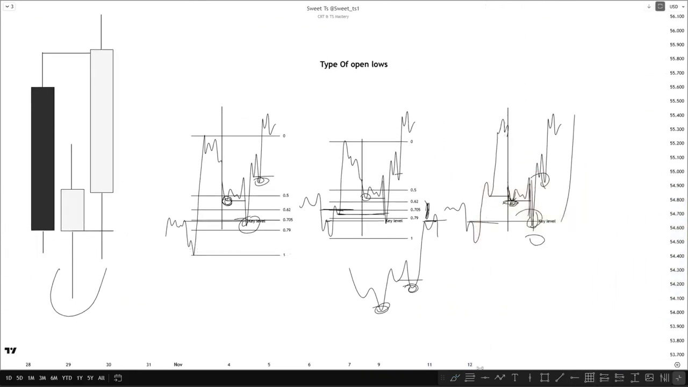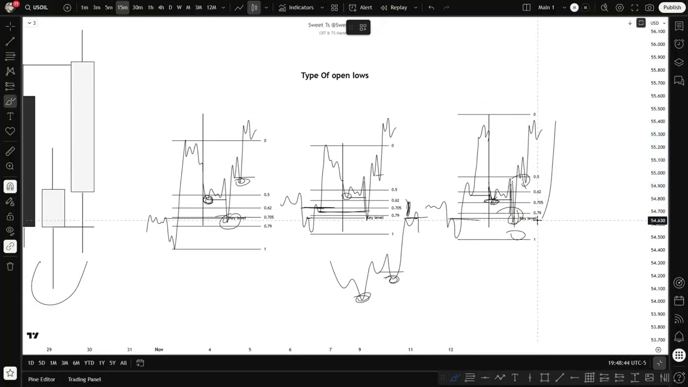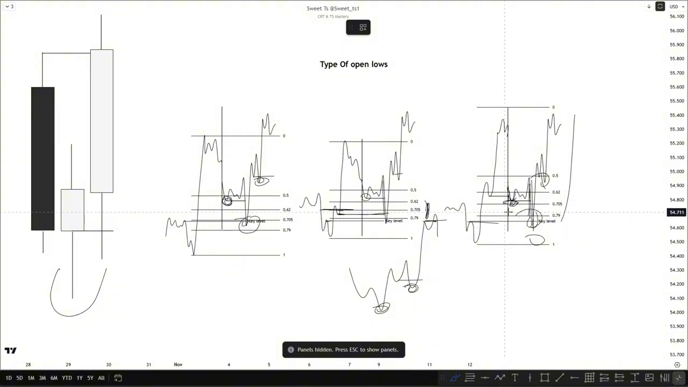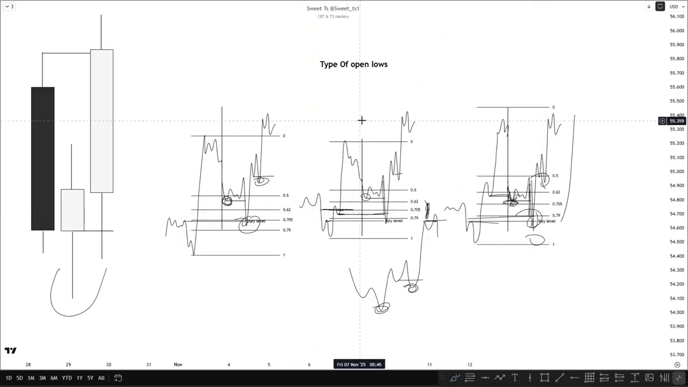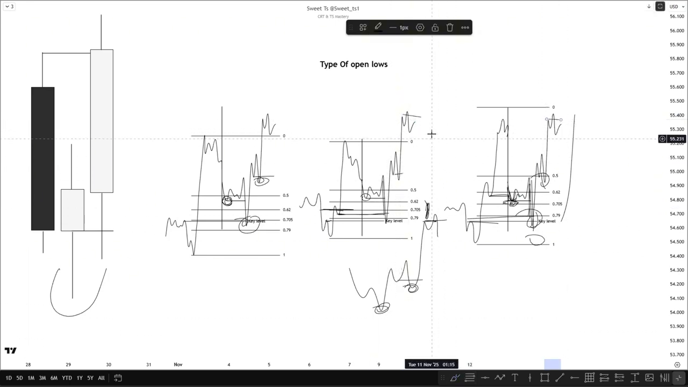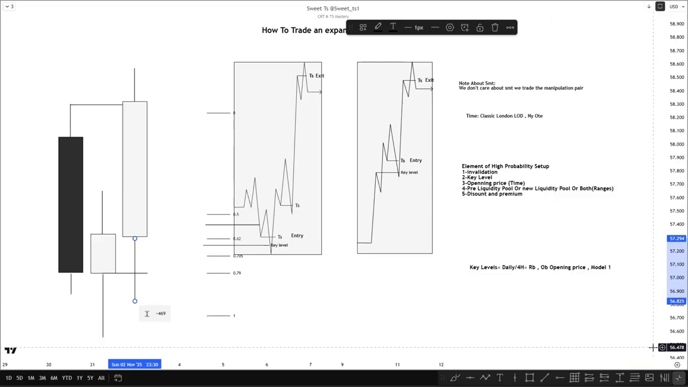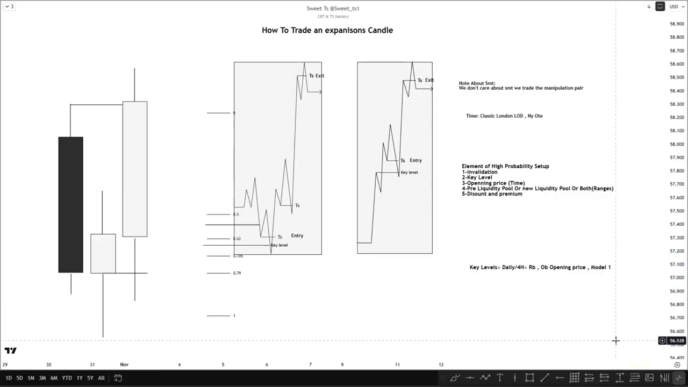So this is something to mention, right? Liquidity pool 62, engineered, key level, expansion, and the same here. OTE, pack the high, OTE, pack the high. Now is how to trade an expansion candle.